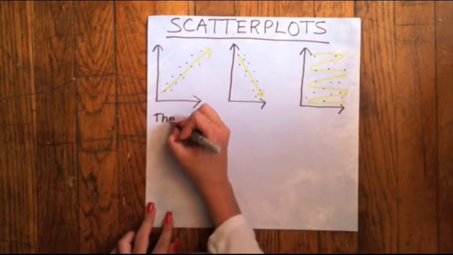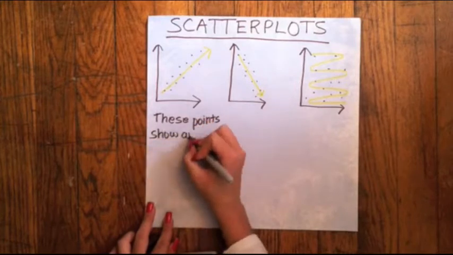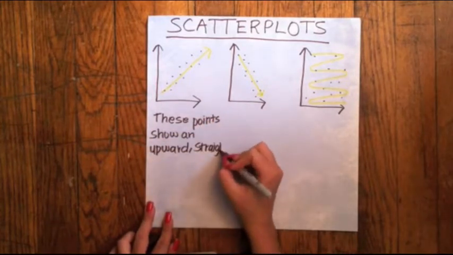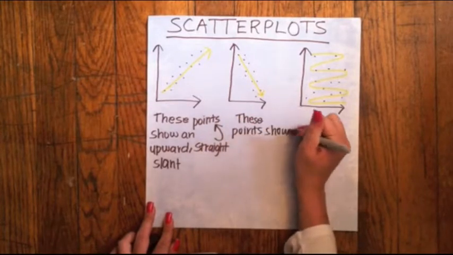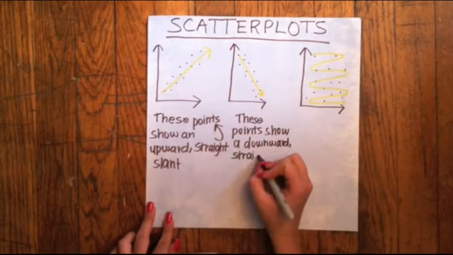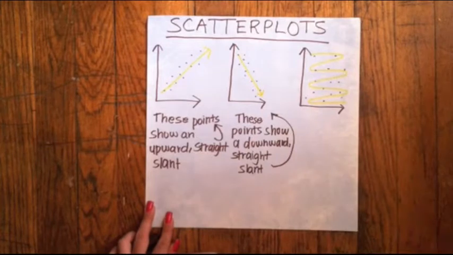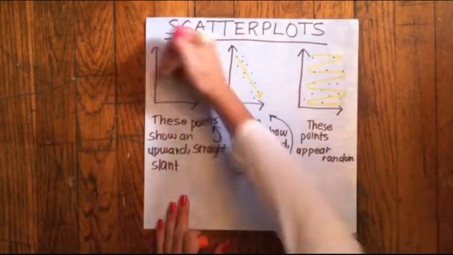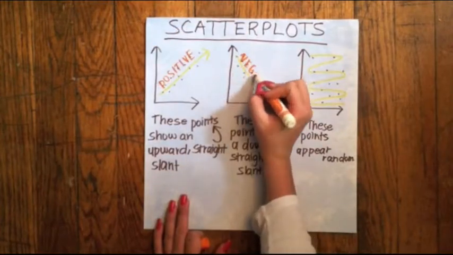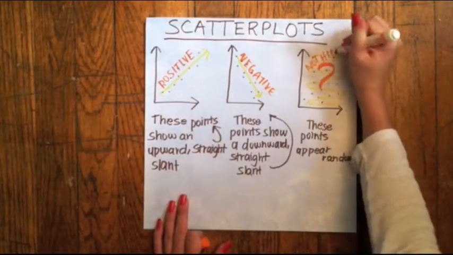In the first graph, the points show an upward, straight, positive slant as demonstrated by the yellow arrow. In the second scatter plot, these points show a downward straight slant as demonstrated by the downward facing arrow. In the last plot, the points appear to be completely random. As you can see, the first one is a demonstration of positive association, the second negative, and the third none.